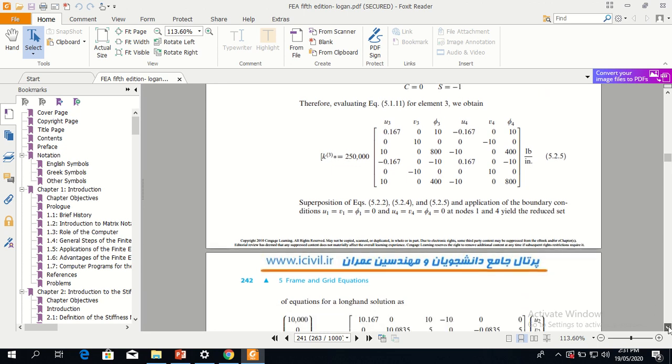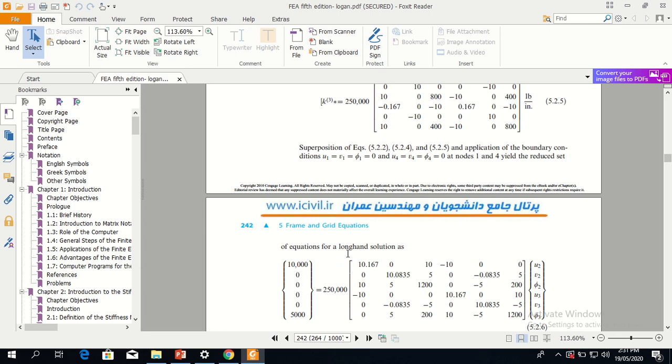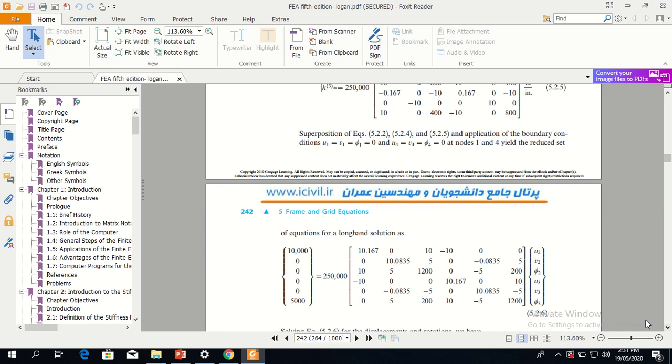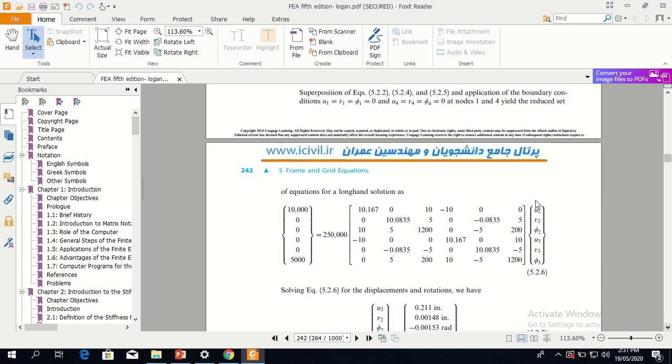Then we add them together, and after applying the boundary condition we will get this equation. You can see here that V1, U1 and phi1 are eliminated. Why? Because node 1 was fixed. Similarly, U4, V4 and phi4 are also eliminated because node 4 was also fixed.